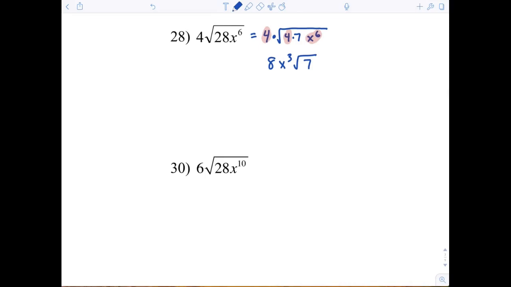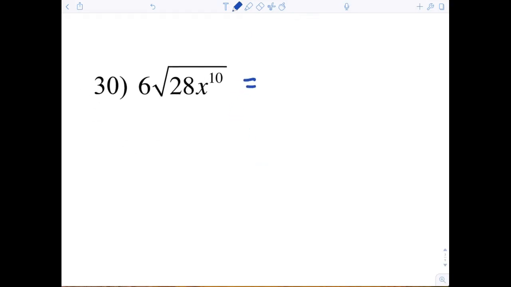All right, so there's no difference between these two other than you're multiplying by 6, right? So let's just get a practice in here. So this is 6, and this is, again, 4 times 7. X is 10. So now, 12x, right, there you go. 12x to the 5th, radical 7.